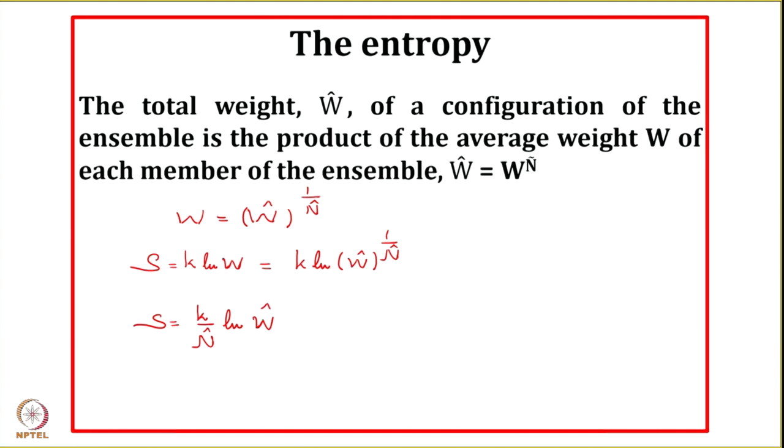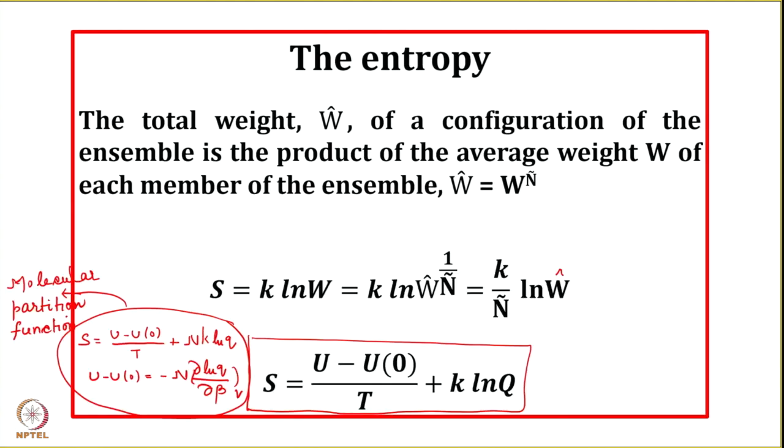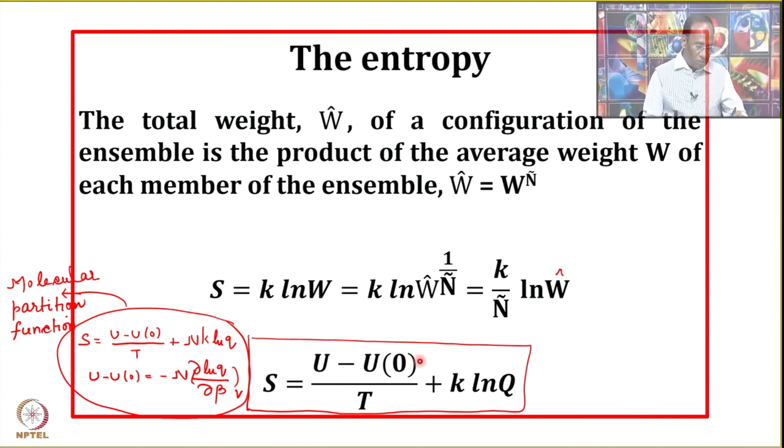And since this equation is carried over to the connection of entropy with canonical partition function via U minus U0 by T, which is also connected to canonical partition function, that means that interaction energy now is captured into this term. And that is going to make a difference over here. Obviously, there is another term which is coming over here, because we will see how this capital Q, that is the canonical partition function, is connected to molecular partition function, which is small q.